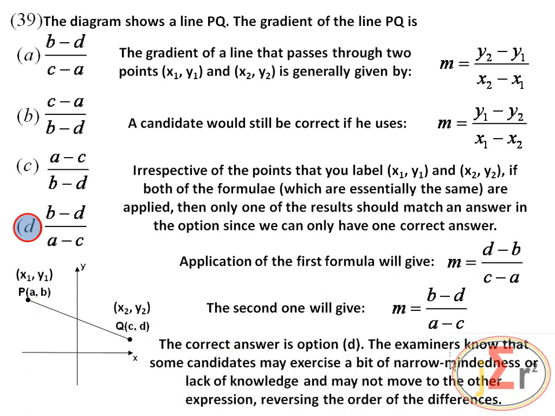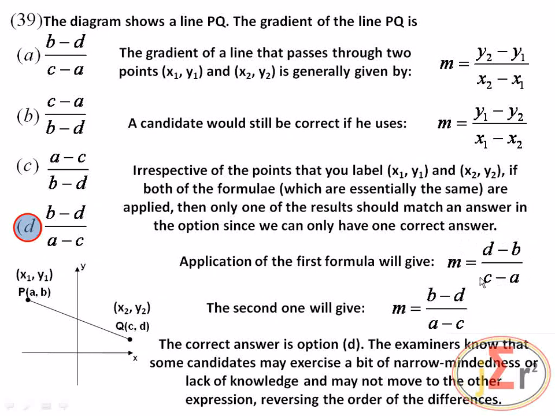The correct answer is option D. The examiners know that some candidates may exercise a bit of narrow-mindedness or lack of knowledge and may not move to the other expression, reversing the order of the differences. Therefore, the examiners may be saying, well, if the candidates are narrow-minded or they lack in knowledge, they may just apply this one, getting this result.